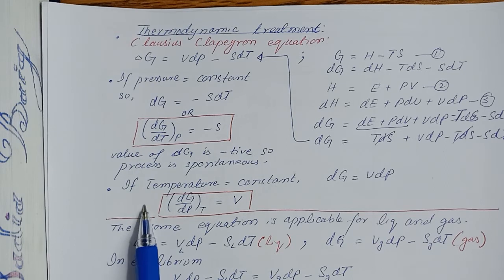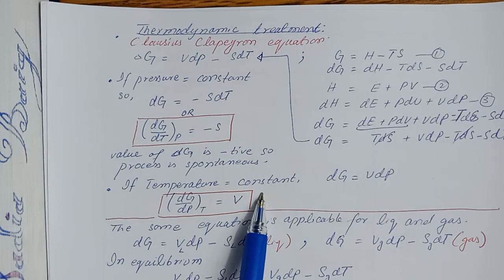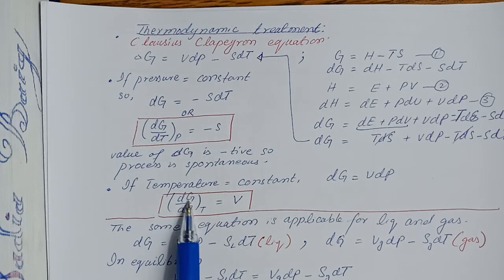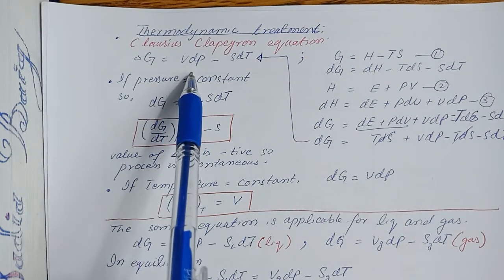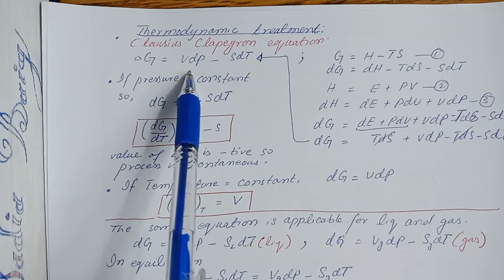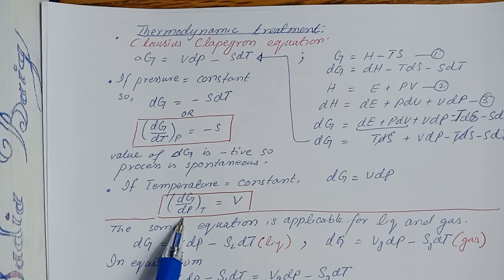Now if we keep the temperature of the substance at constant value, then the Gibbs free energy change with respect to pressure will be equal to the factor V delta P. And in this way we can say that the Gibbs free energy change with respect to the pressure at constant temperature is equal to its volume.